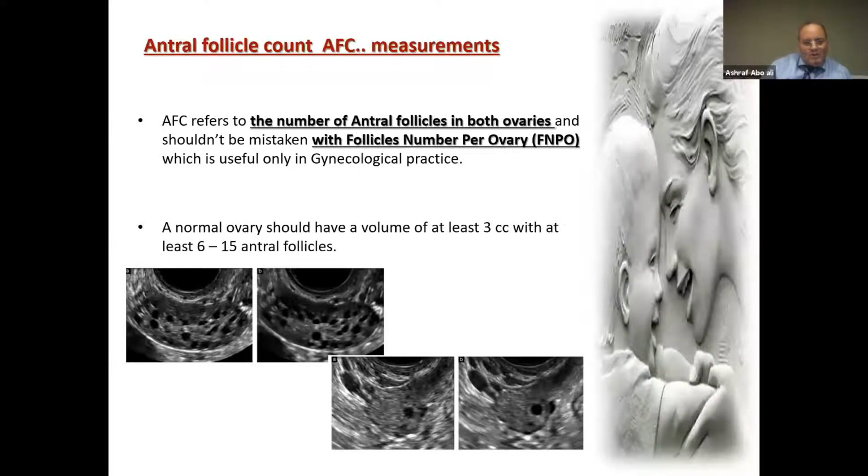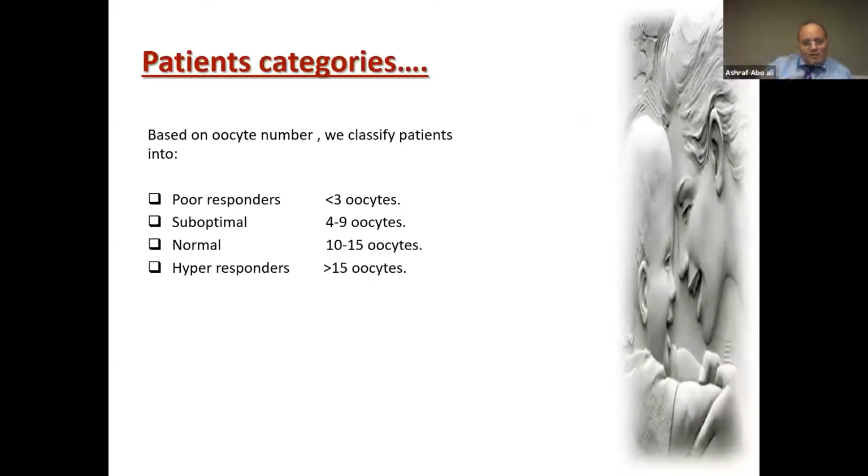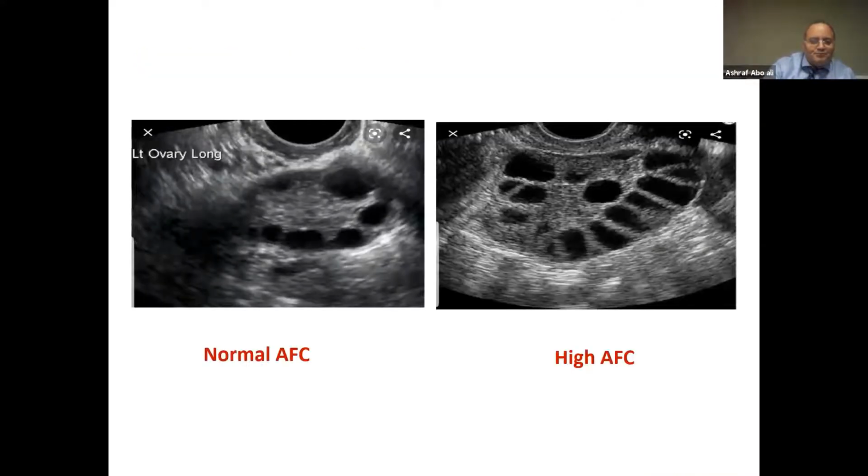We should not confuse it with what is known as follicle number per ovary, FNPO, which is useful only in gynecological practice. We can diagnose some gynecological diseases by this. A normal ovary should have a volume of at least 3 with at least 5 to 15 antral follicles. According to the number of oocytes we can gain in the lab, we can classify our patients as maybe poor responders, suboptimal responders when we are speaking about 4 to 9, normal responders from 10 to 15, or hyper responders more than 15.